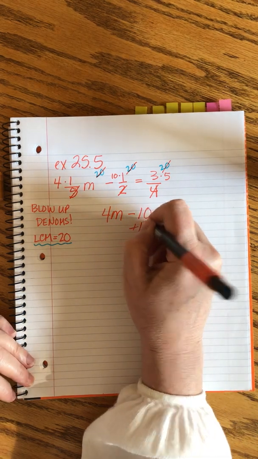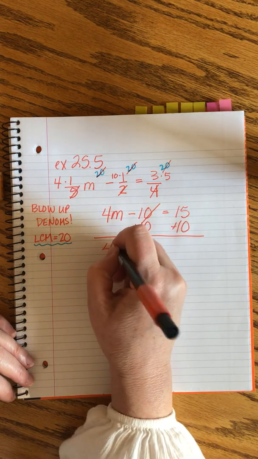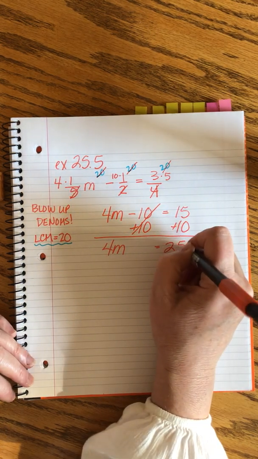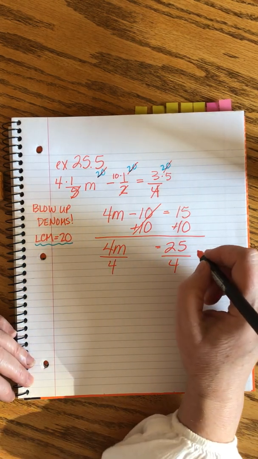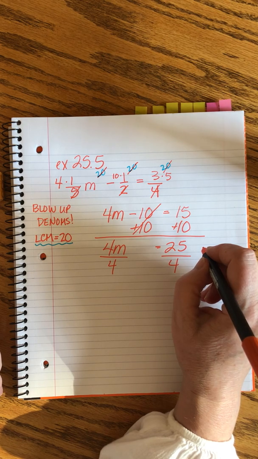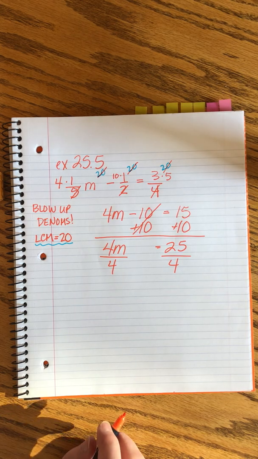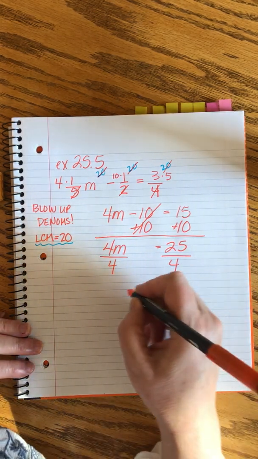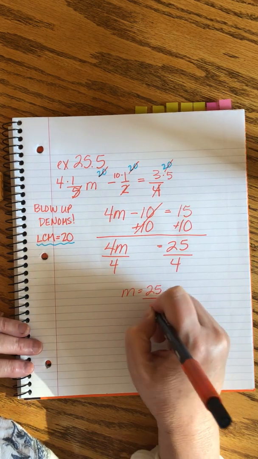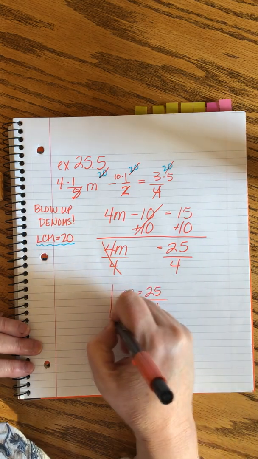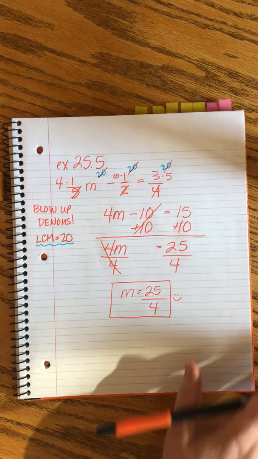Add 10 to both sides. 4m equals 25, and then we divide by 4. And m equals 25 over 4. Right, because those cancel. Yay.